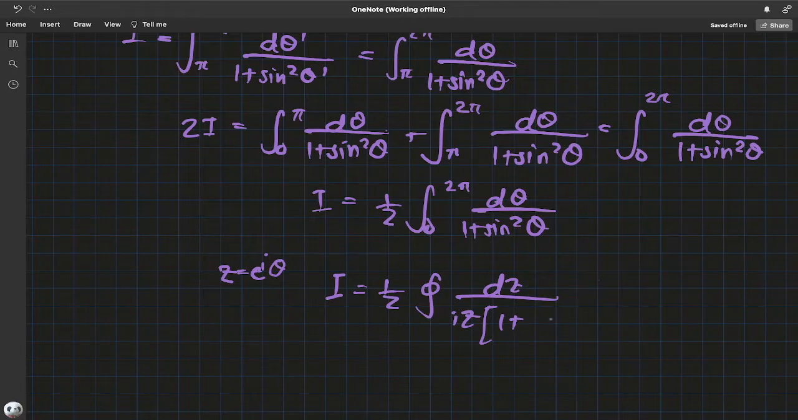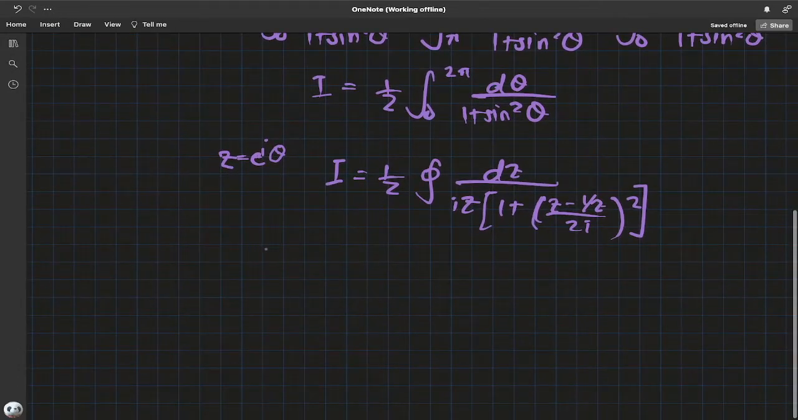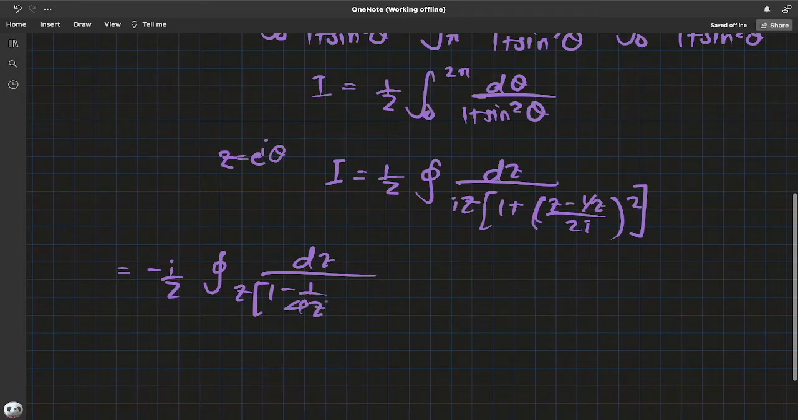1 plus, in place of sine, I have (z minus 1 over z) over 2i, the whole thing squared. Then put a square bracket on it. So this is just a matter of some simple algebra here. 1 over i is negative i in the numerator. You have dz over z times 1 minus 1 over 4z squared, z to the 4th minus 2z squared plus 1.